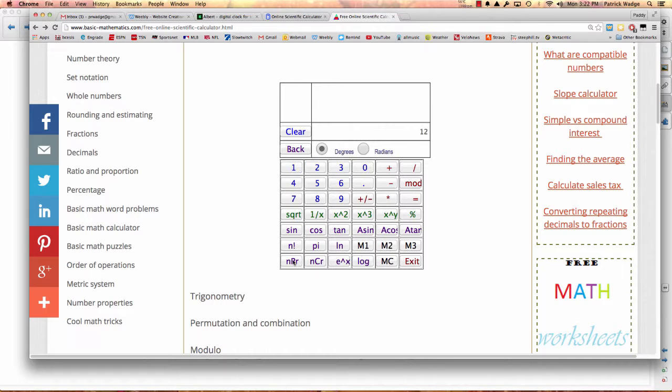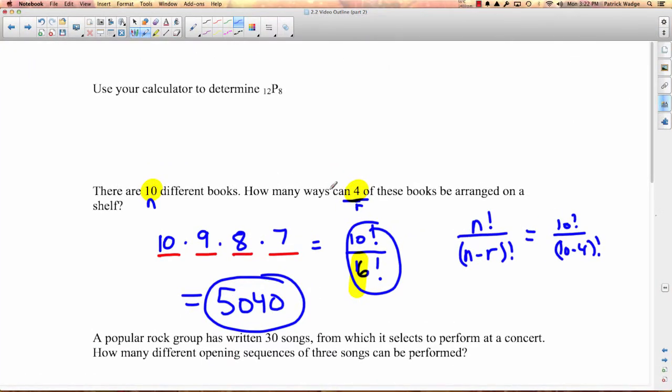Now, unfortunately, in this online calculator, they don't show it, but usually when you hit this button, a P would show up after the 12. In this case, nothing happens, but I hit it. It really did work. And then you hit the 8, and then you hit equal, and you get the same answer as well. That's the way I bet most of your calculators work. The only difference is when you hit 12 and then the nPr and then 8, it'll show on your screen 12P8. Okay, so figure out which one works for you or which one works for your calculator, and then you can use it through all these questions.